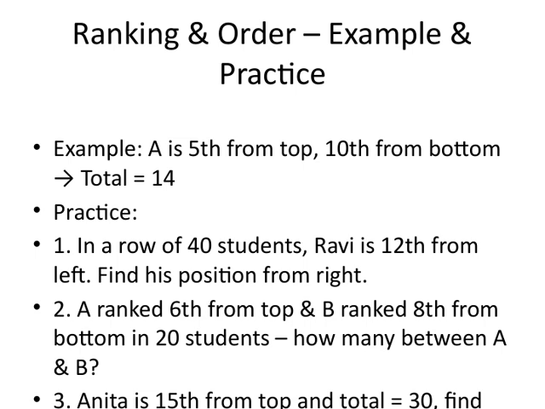Finally, let's look at a case involving Anita. She is 15th from the top, and the total number of students is 30. To find her rank from the bottom, we subtract her position from the top from the total, and then add 1. So 30 minus 15 plus 1 equals 16. That means Anita is 16th from the bottom.